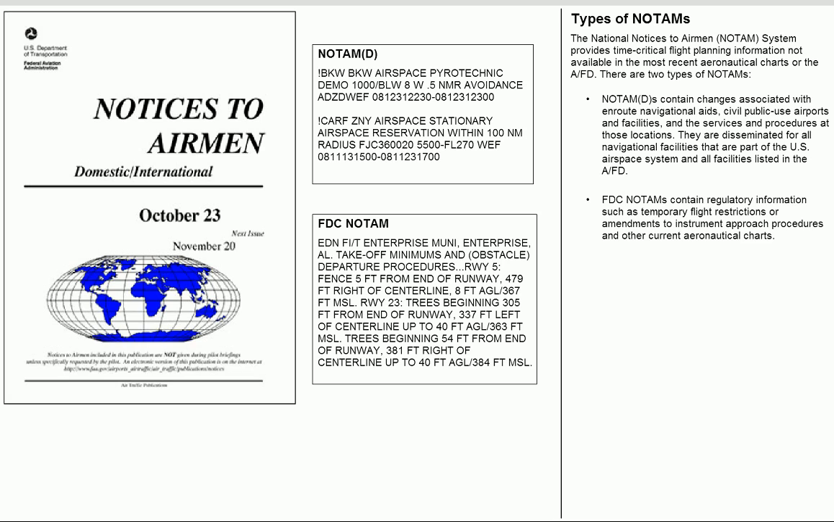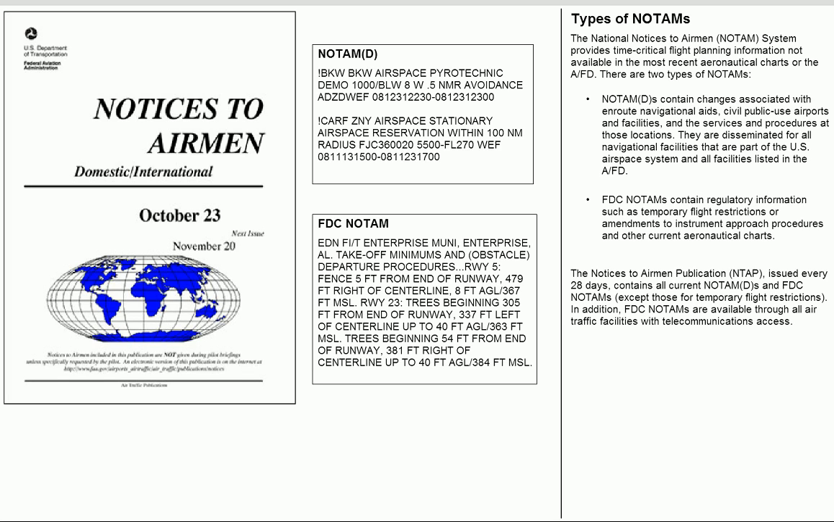Flight Data Center, or FDC NOTAMs, contain regulatory information such as temporary flight restrictions or amendments to instrument approach procedures and other current aeronautical charts. The Notices to Airmen publication, issued every 28 days, contains all current NOTAM-Ds and FDC NOTAMs, except those for temporary flight restrictions. In addition, FDC NOTAMs are available through all air traffic facilities with telecommunications access.